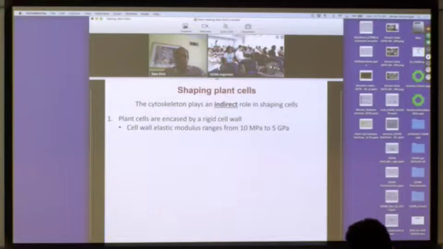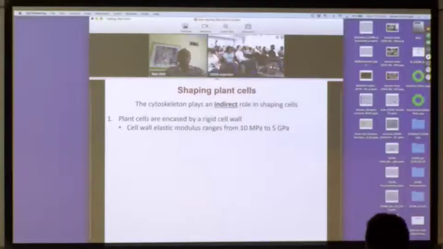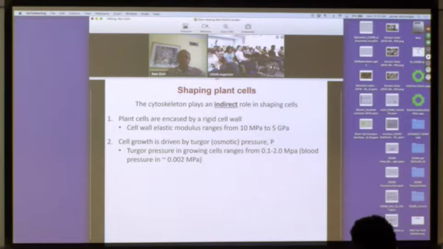So it's producing the wall that encases the cell. And cells are stuck to each other through their cell walls. Right? So the cell wall is a very strong material. You can see the elastic modulus of the cell wall. It ranges quite a bit, but it's in the high megapascals to sometimes gigapascals, depending on the cell type and the cell wall composition. So you can imagine that growth of the plant cell is going to require something, a very strong force to sort of be able to expand the cell wall, to cause the cell wall to elongate.